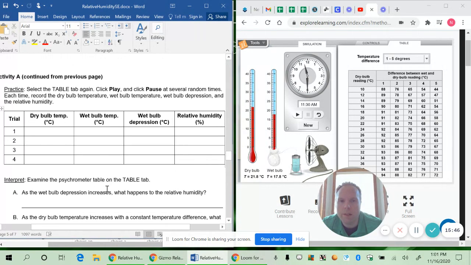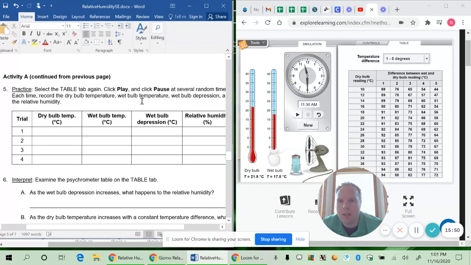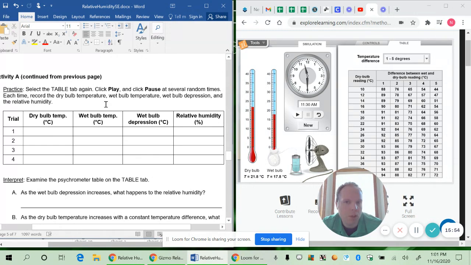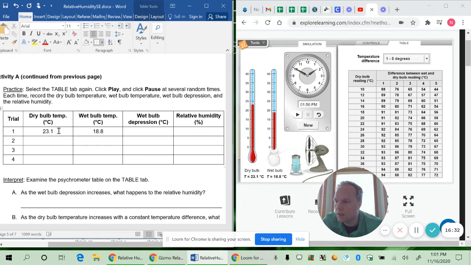All right, so we're gonna do some more practice with using this table. So it says practice, select the table tab again, click play and click pause at several random times. Each time record the dry bulb temperature, the wet bulb temperature, the wet bulb depression, and the relative humidity. So we're gonna do the same thing that we did, but we're gonna get a little bit more data. So I'm gonna hit play here and hit pause. All right, so I'm gonna write down my dry bulb temp was 23.1 and my wet bulb temp was 18.8. Wet bulb depression, remember that's going to be the difference between the dry bulb temperature and the wet bulb. So I'm going to subtract these two numbers. I'm going to do 23.1 minus 18.8. It's okay if you want to use a calculator for this.